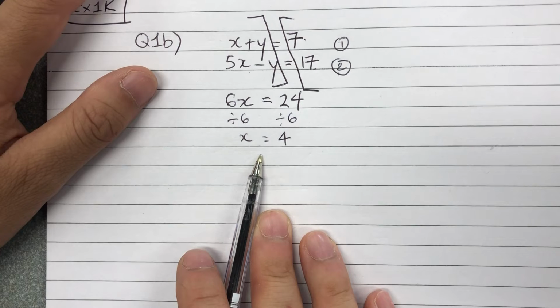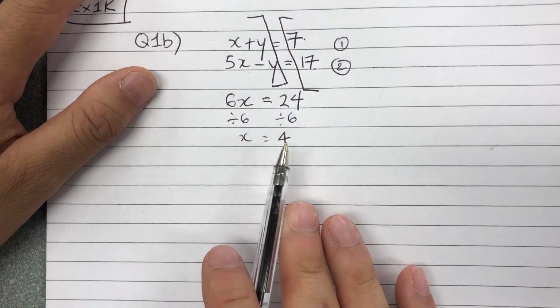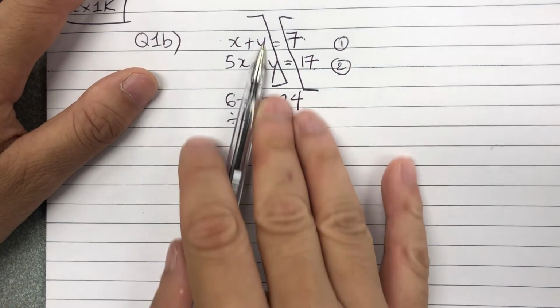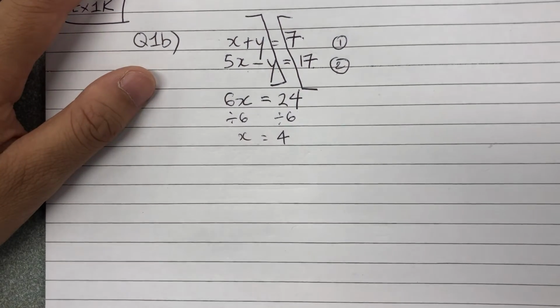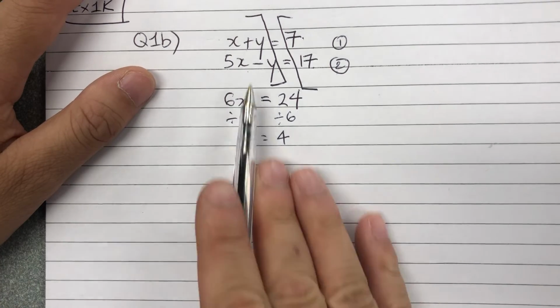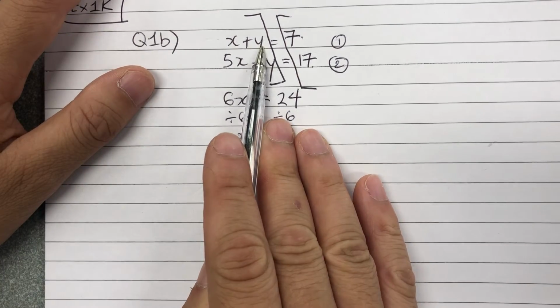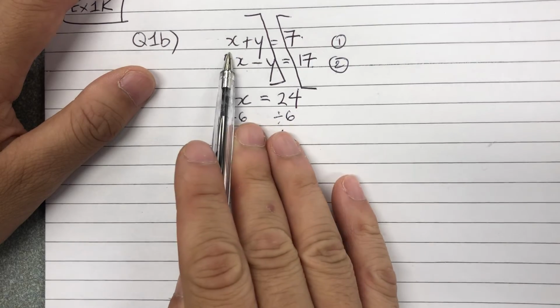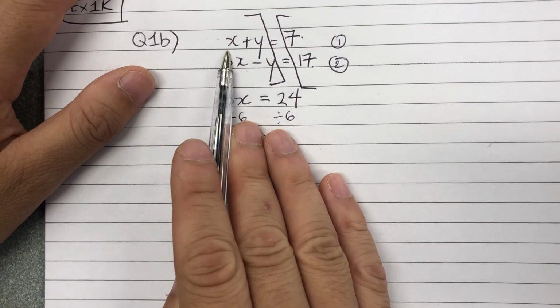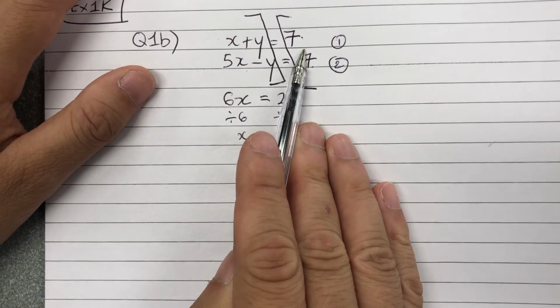I want to know the solution for y. So I want to substitute the x equals 4 back into one of these equations to get my solution for y. I'm going to choose the first one because it will be less work for me to solve that.